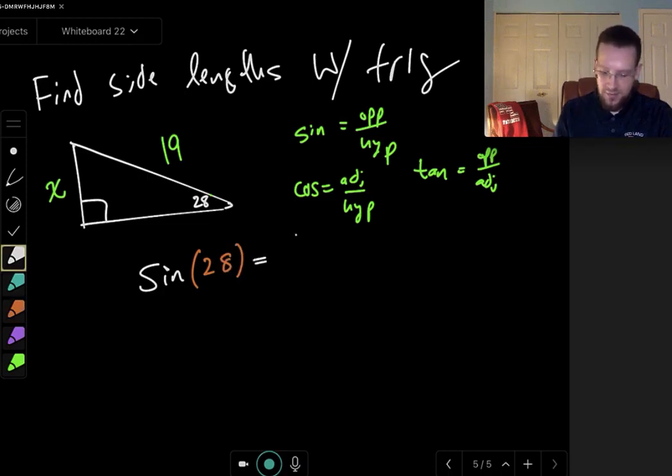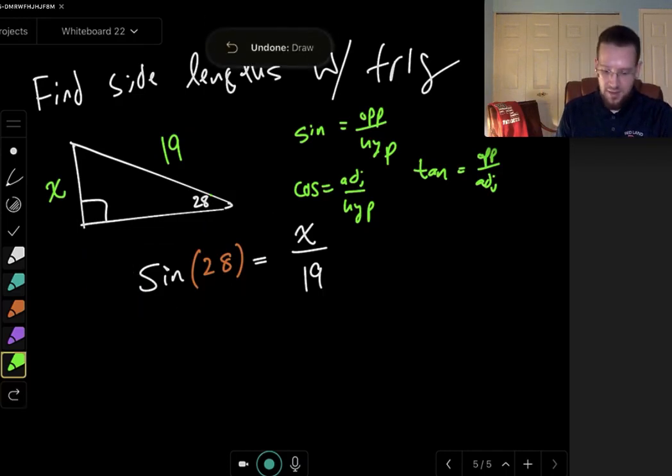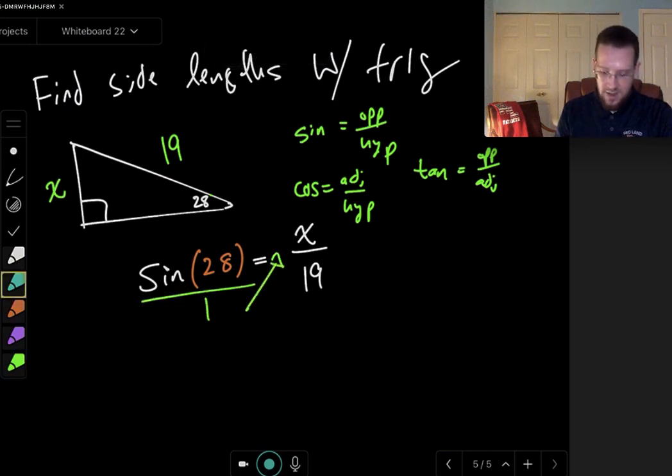Then the opposite is x and the hypotenuse is 19, and this might look bad. However, you should know that this is just a number. So what we can do here is think of this as over 1, and then we can cross multiply to get a value. We're going to do 1 times x, that's just x, and then we have 19 times the sine of 28.